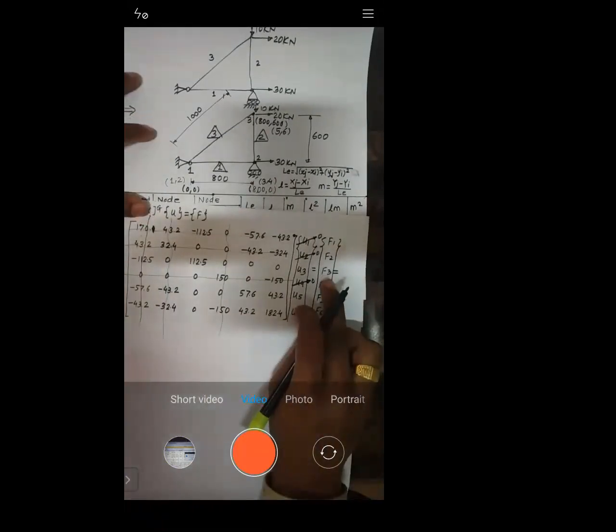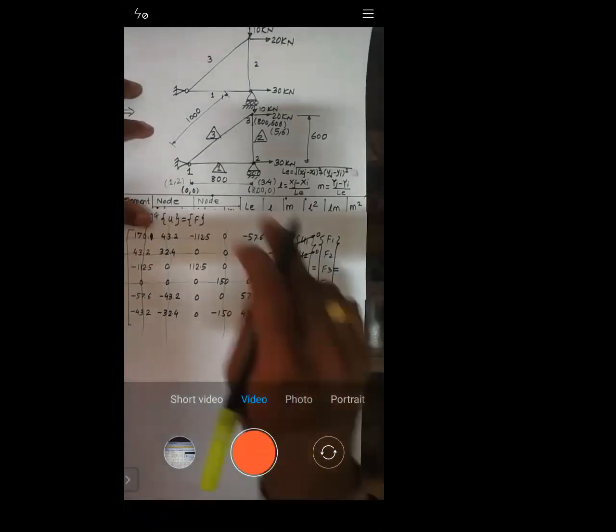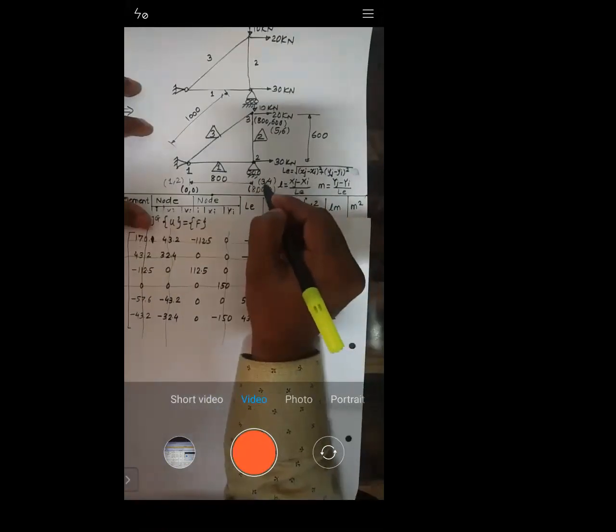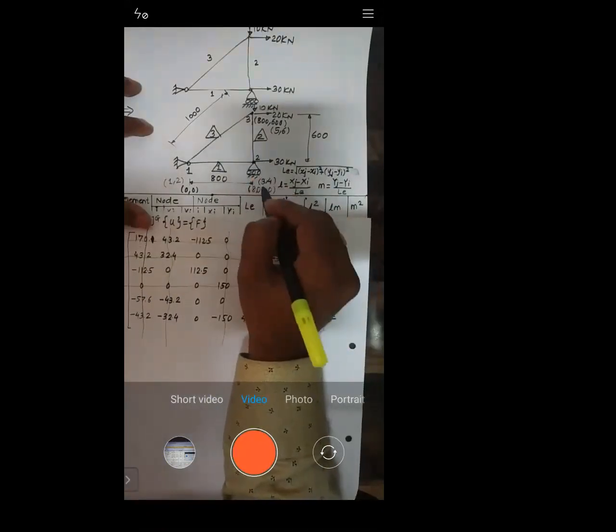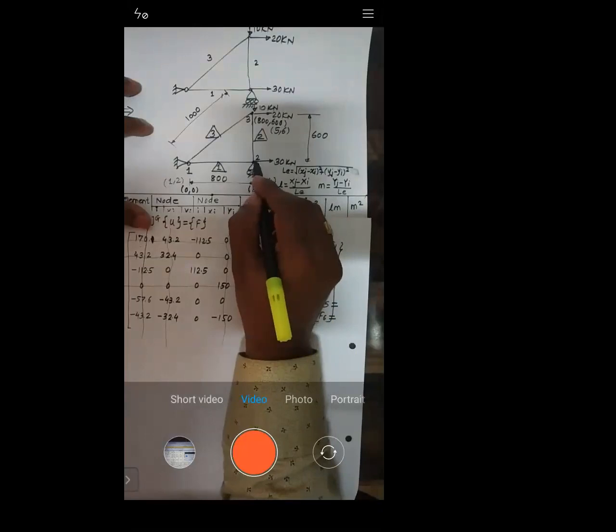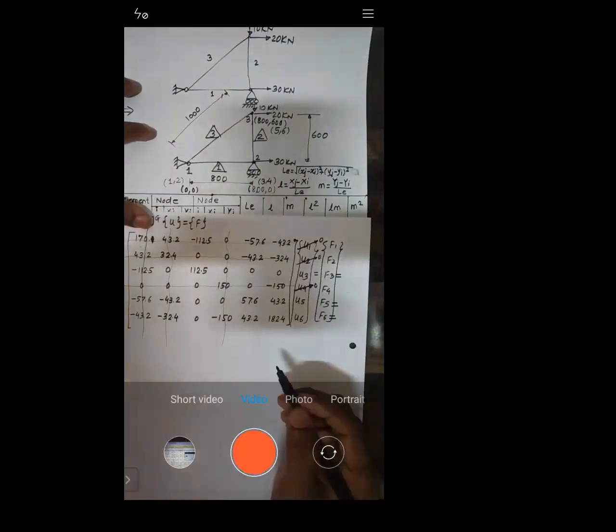So what is F3? See, just see F3. F3 is related with node 2 in X. What are the forces applied at node 2 in X direction? What is that?